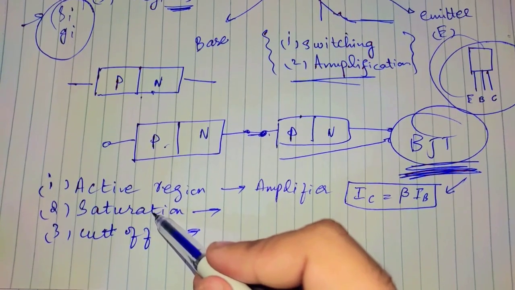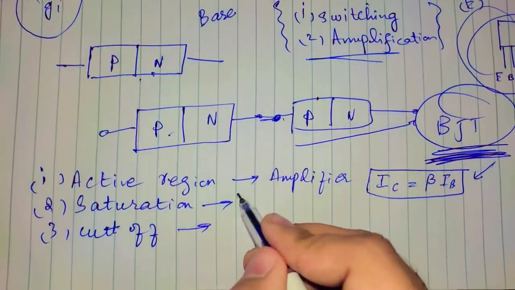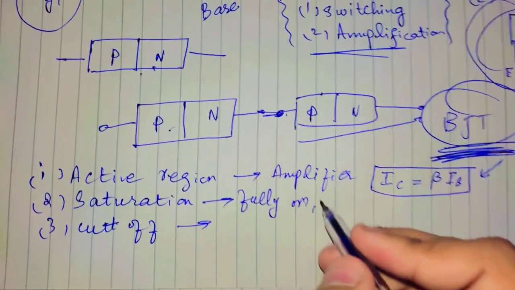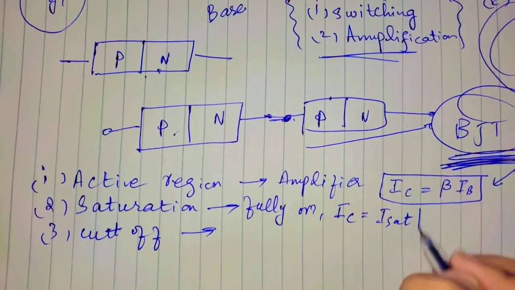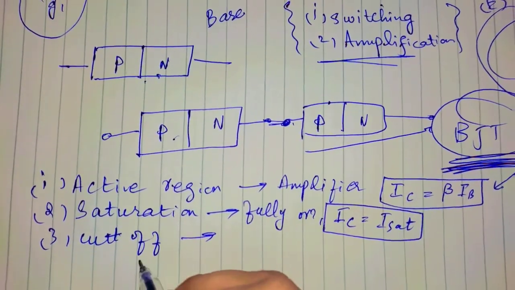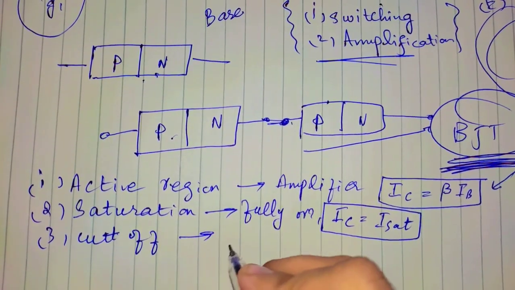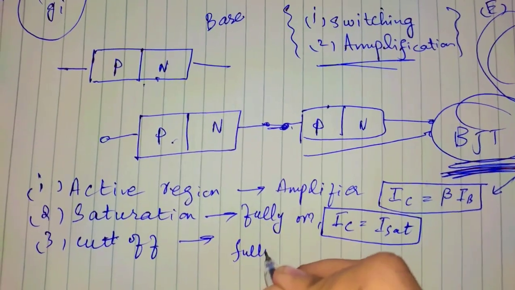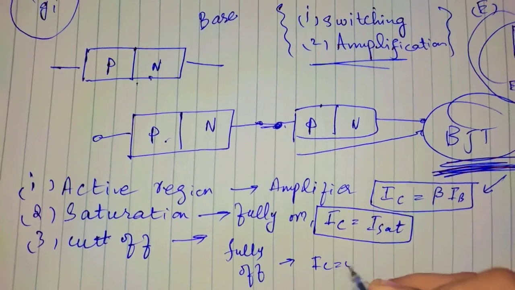The second one is the saturation region, in which the transistor is fully on, and in this case IC equals ISAT. Okay, now the third one is the cutoff region. In the cutoff region, the transistor is fully off, and in that case collector current equals 0.